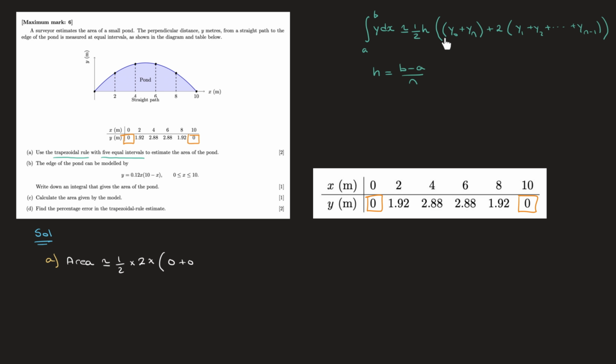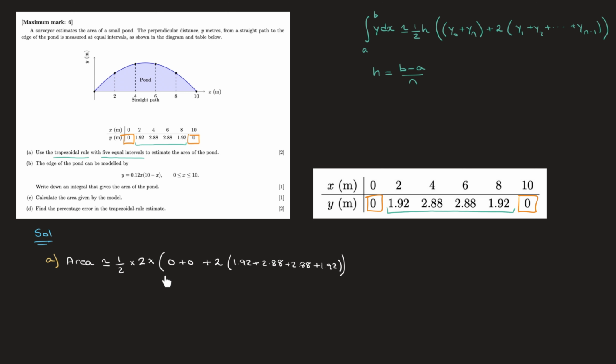And I should say the parentheses that we write on either side of y0 and yn serve no purpose whatsoever as far as calculations are concerned. So we don't need to write those in our calculation. We then add to that 2 times, in parentheses, the sum of all the middle y values. So that's the sum of all the y values here in our table. And so if I copy all of that, that's 1.92 plus 2.88 plus 2.88 plus 1.92. And then I close all the parentheses.